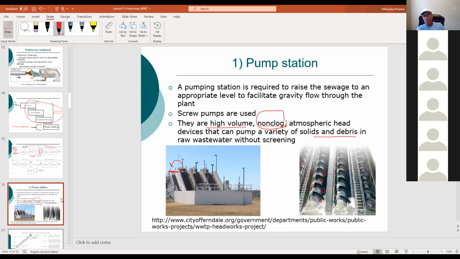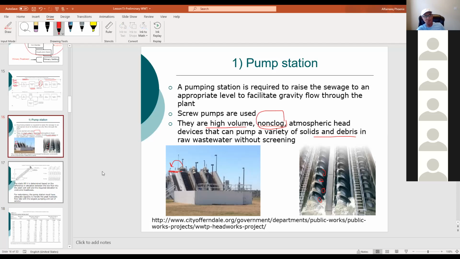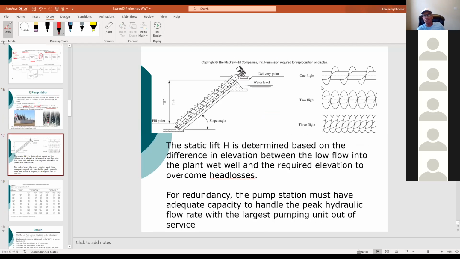All right? These come from manufacturers. You don't need to design them. You need to select one, all right? However, they come in different designs. They come with one flight, where the distance between the screws is large. Then they come with two flights, another one here. And they come with three flights, another one here.